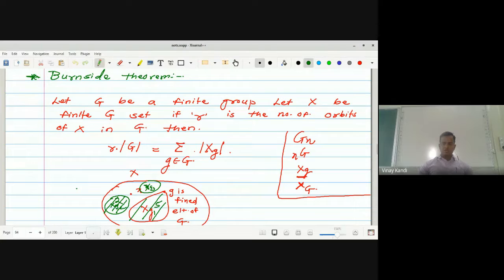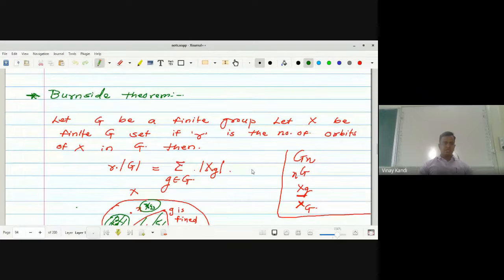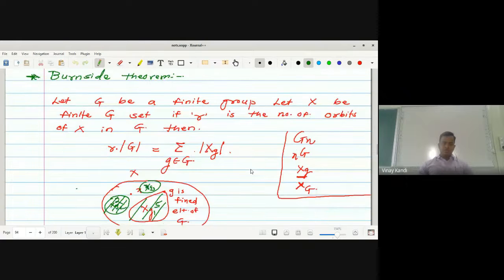In the last lecture, we saw the Burnside theorem. Let G be a finite group and let X be a finite G-set, then r, the number of orbits of X in G, satisfies r times the order of G is equal to the summation over g belonging to capital G of the order of Fg. Now in this lecture, by using this theorem, we define one equation for a group.